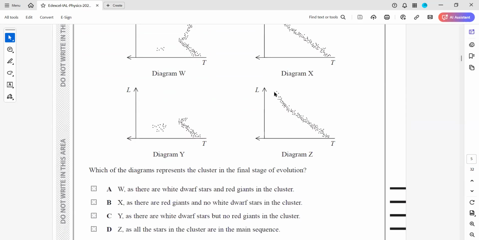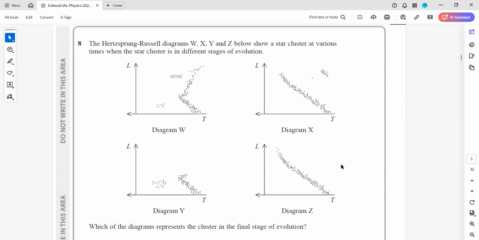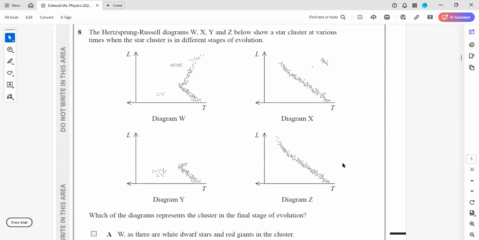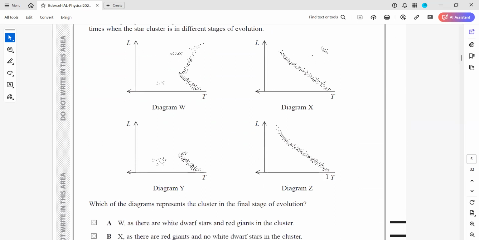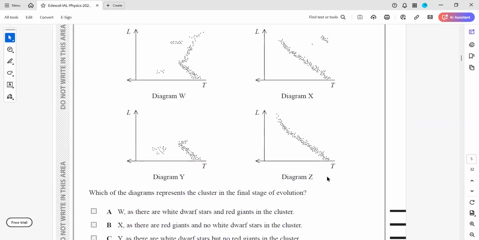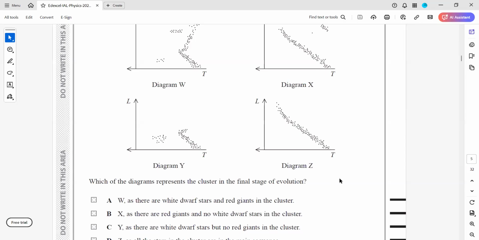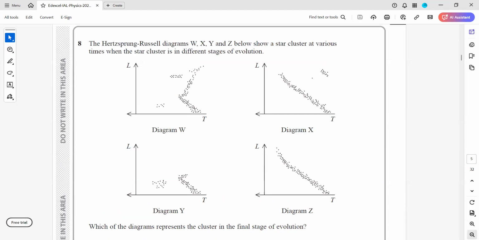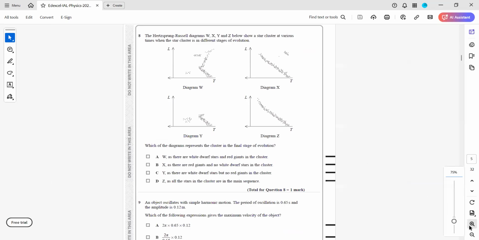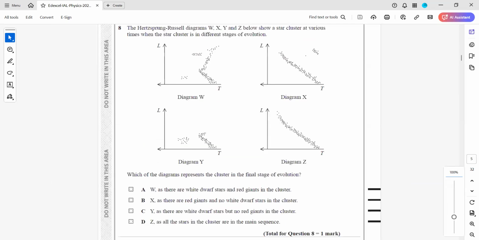Then in question 8, we have the Hertzsprung-Russell diagram. W, X, Y, and Z show a cluster of stars at various times, when the cluster is at different stages of evolution. Which diagram shows the cluster in its final stage of evolution? Look, as you can see, this is an HR, Hertzsprung-Russell diagram.